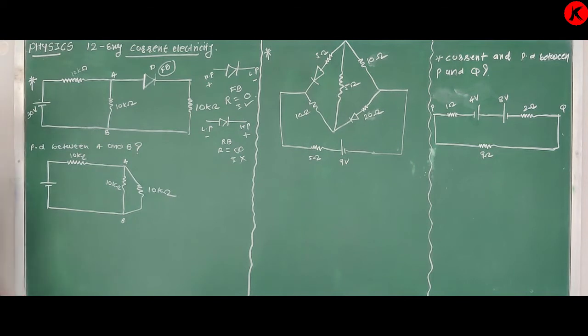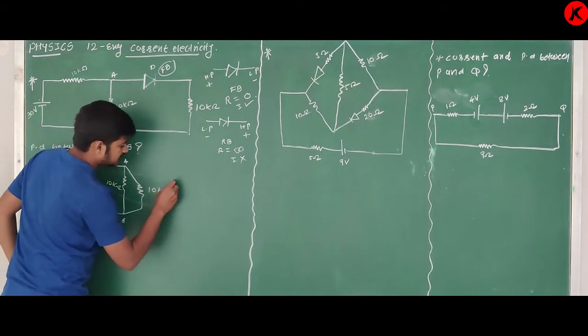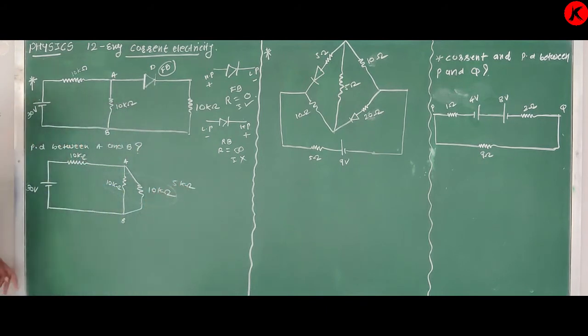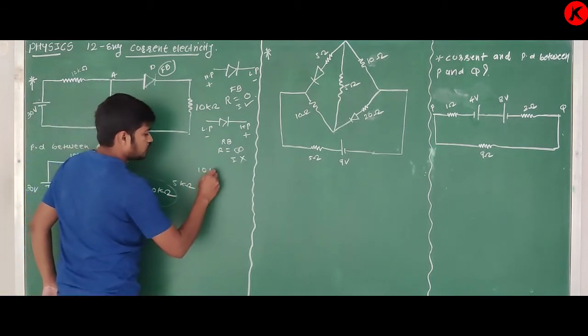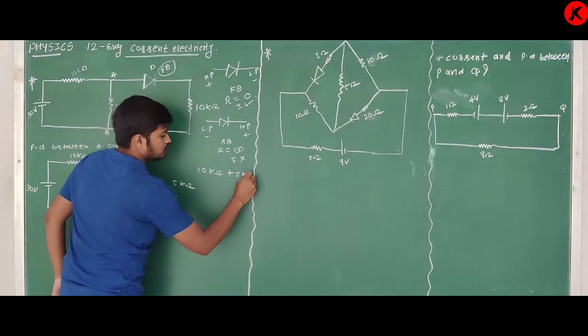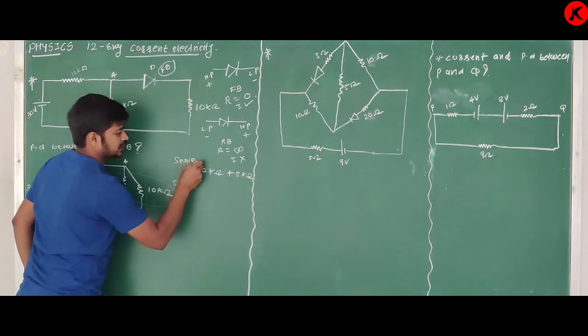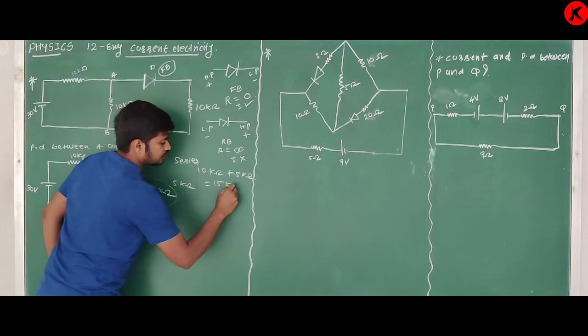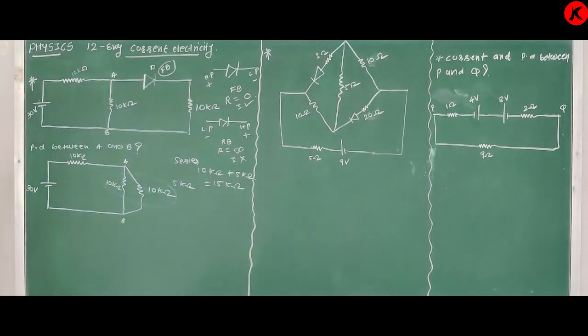Clear? So see, it is simple. It is 2 resistors, 10 kilo ohm and 10 kilo ohm, connected to the 30 volt battery. These 2 resistors are in parallel connection, so their resistance is 5 kilo ohm. Now this 10 kilo ohm and 5 kilo ohm are in series connection. So 10 kilo ohm plus 5 kilo ohm, because they are in series, their equivalent resistance is 15 kilo ohm. Yes or no? And the potential difference is 30 volt.